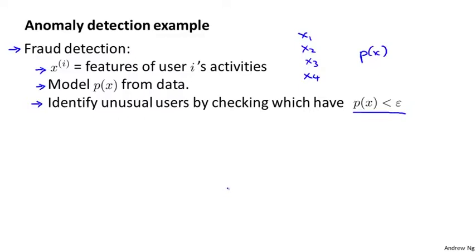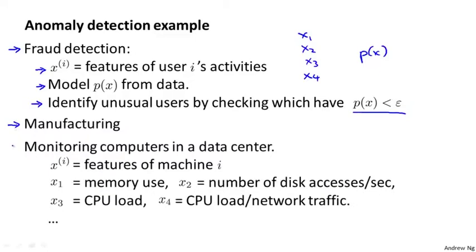So not just accounts that may have been stolen, or users that are trying to do funny things, but just unusual users. But this is actually the technique that is used by many online websites that sell things to try to identify users behaving strangely, and that might be indicative of either fraudulent behavior or of accounts that have been stolen. Another example of anomaly detection is manufacturing. So we already talked about the aircraft engine example, where we can find unusual, say, aircraft engines and send those for further review. A third application would be monitoring computers in a data center.